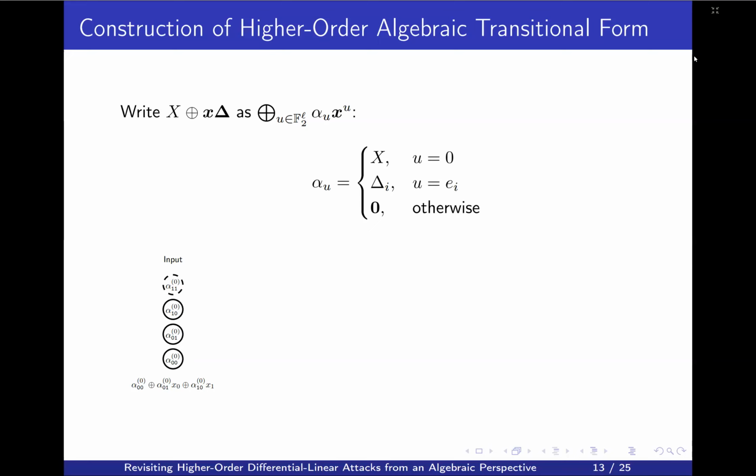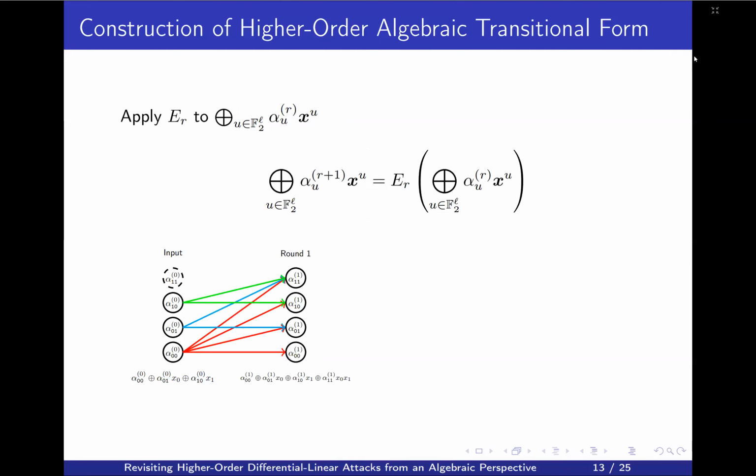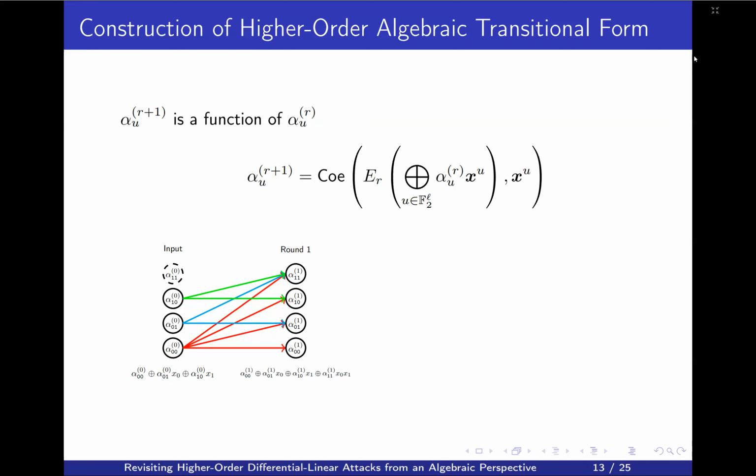Okay. So next we just apply the round function to the input and get the output from the round function. We can also combine the common monomials, then we get the output. This is very similar to the input. Actually, we can just see the coefficient of every round. So you can see the picture.